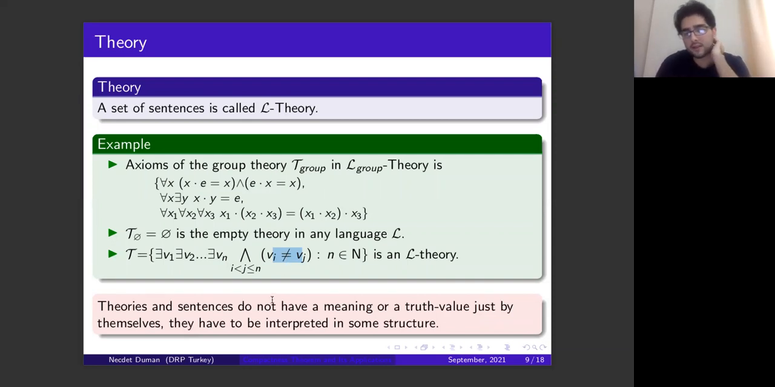Theories and sentences are just strings of symbols. So they don't have any meaning, any truth value by just themselves. They need to be interpreted in some context, and structures give us those contexts. So for a theory to have a meaning, to assert something, they need a structure. And also being true in a structure has a definition, but I won't give that definition. But you can find it in model theory textbooks.